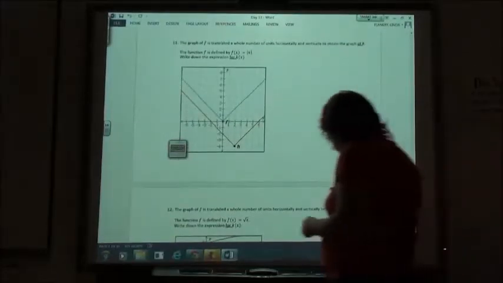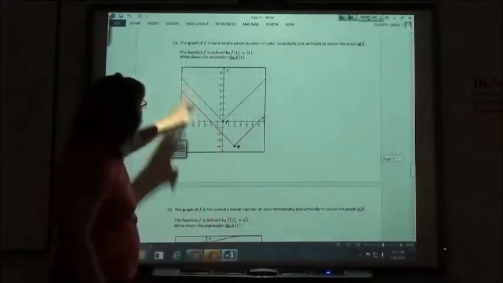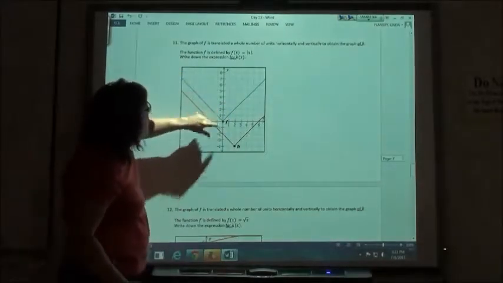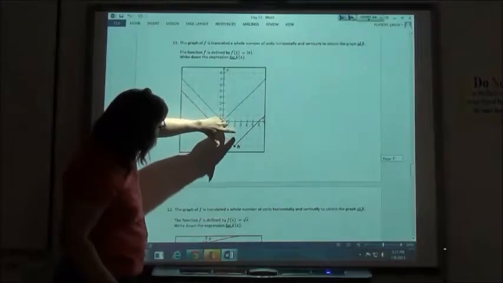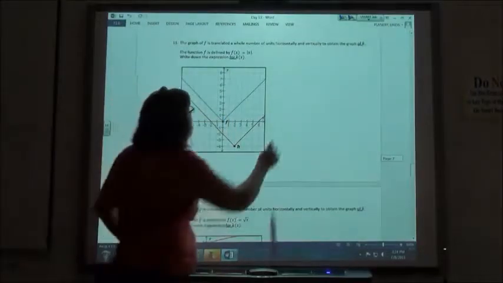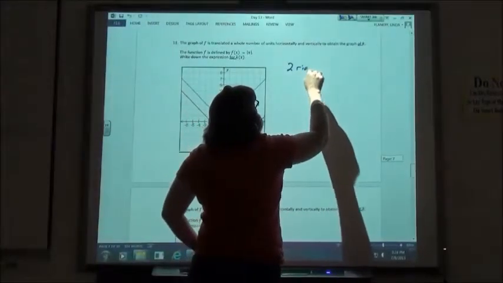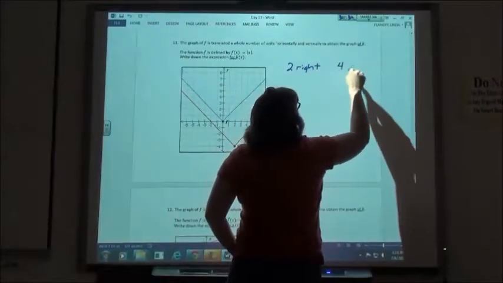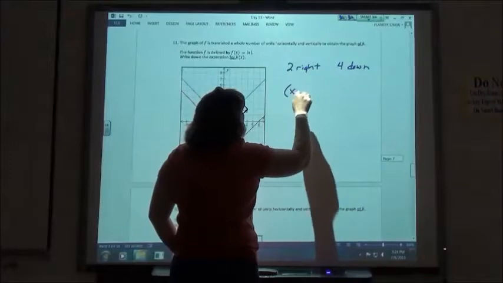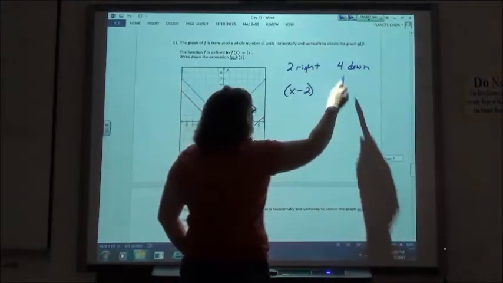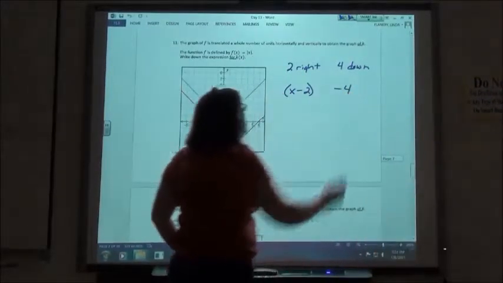So on number 11, if I look at this graph, this is an absolute value function. I want this graph to go 1, 2 to the right and 1, 2, 3, 4 down. So 2 to the right, 4 down. So if I'm going to go 2 to the right, I'm going to do x minus 2. If I'm going to go 4 down, I'm going to have a minus 4.